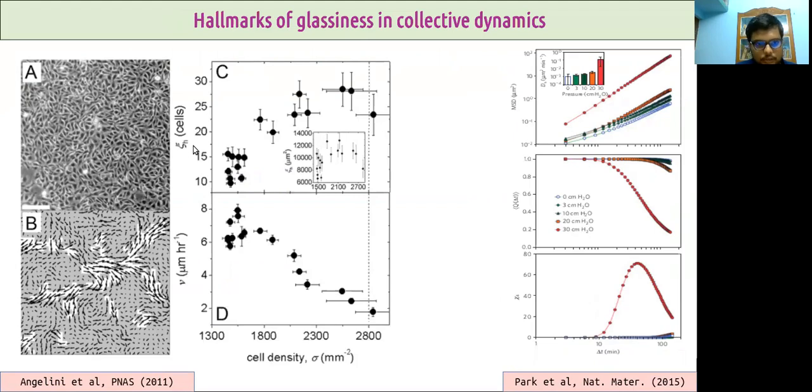So one ideal paper which characterizes glassiness in this type of system is the paper by Angelini, where they showed that the heterogeneous length scale and mean migration speed with respect to the cell density show this glass-like behavior. And in the paper by Park, they also showed that the mean square displacement, the self overlap function and the 4-point correlation function also show glass-like signatures.